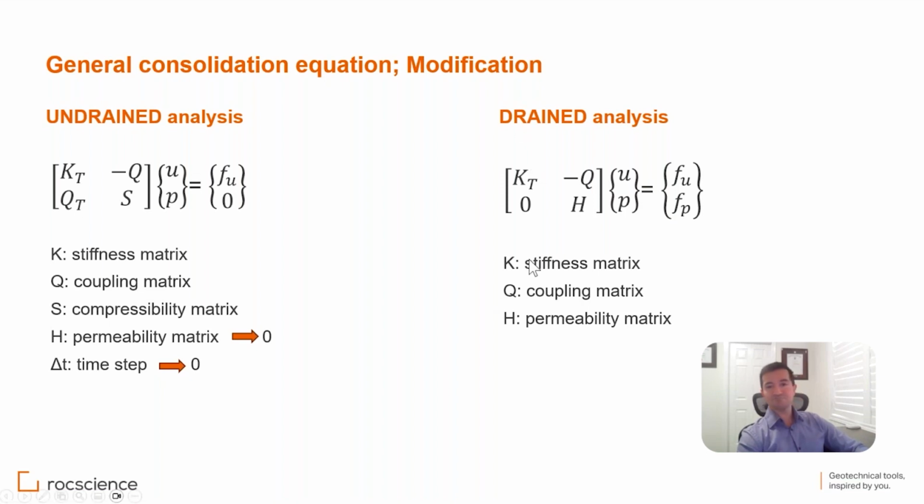The drained case is a one-way coupled problem. You can solve for pore water pressure from this equation, and having the pore water pressure as the solution for the first round of analysis, you can solve for the solid as well. In this one, you have the stiffness matrix, coupling matrix, and permeability matrix. So as special cases of that u-p formulation, you can have undrained and fully drained conditions.